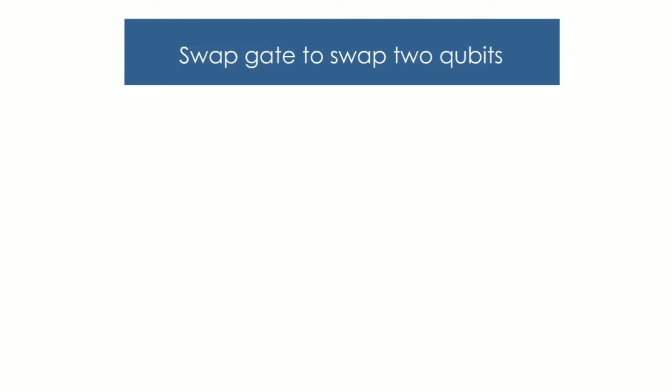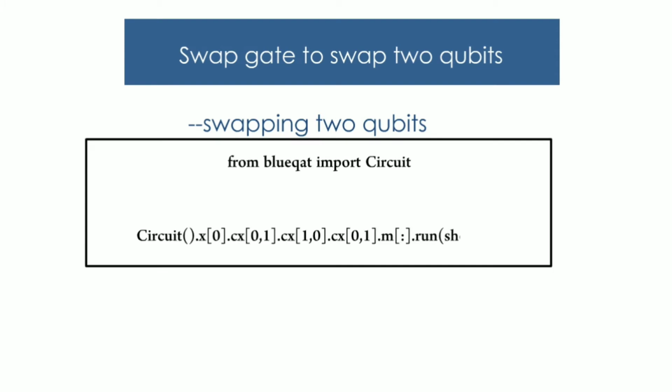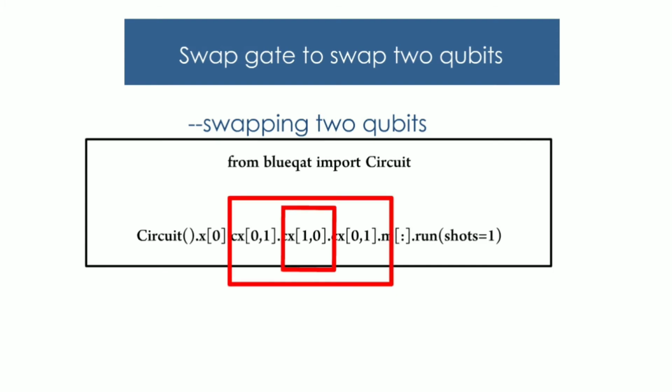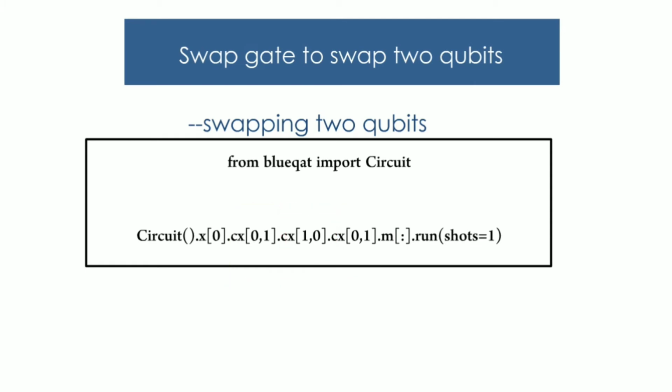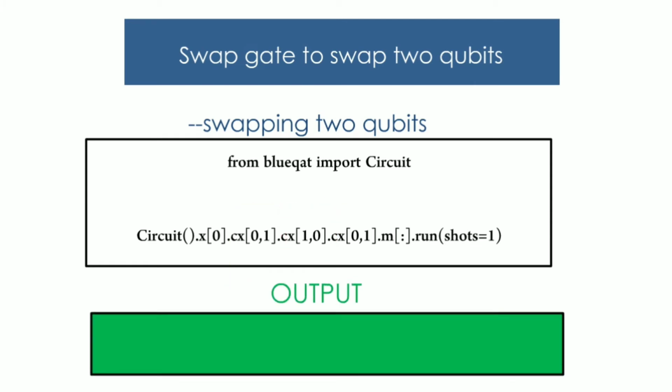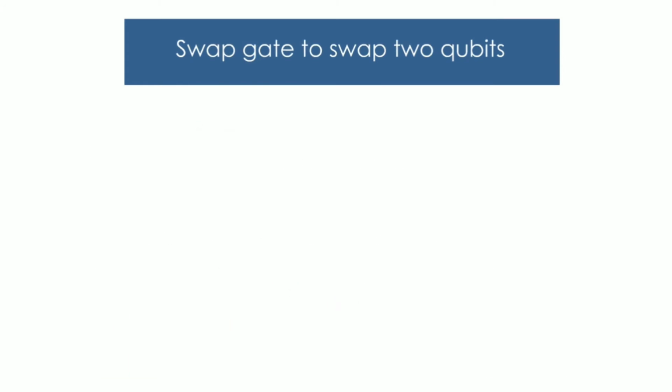Now let us try swapping 2 qubits. Type the code that is shown. The 3 CX gates represent the swap gate. Notice that the middle CX gate is reversed. The X0 gate makes the 0th qubit 1, and if you run this code, you will get the output as 0 1.